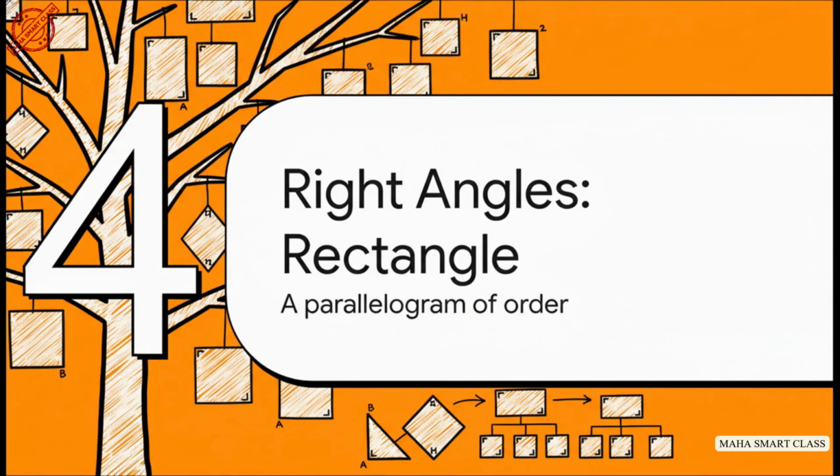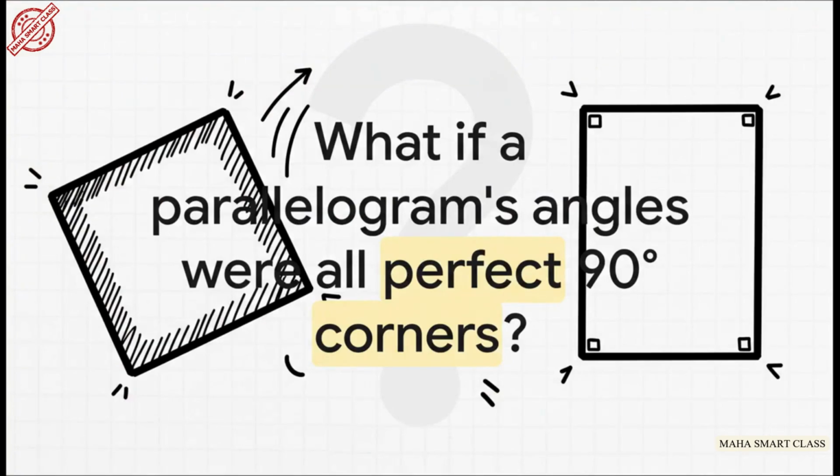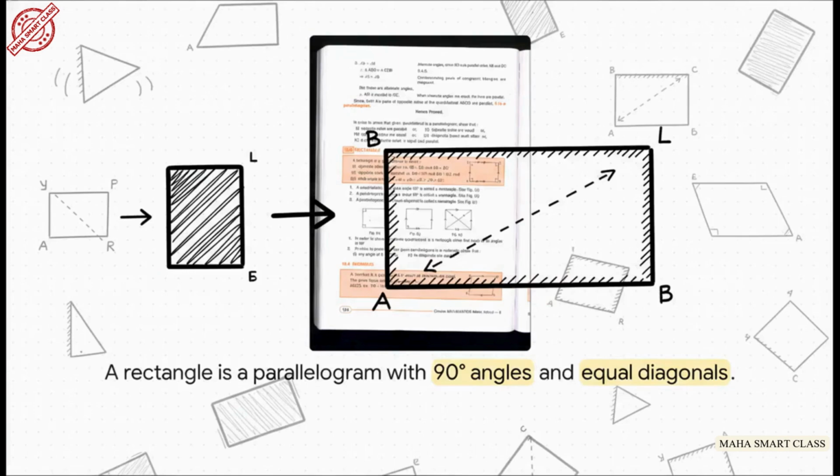Now, from the parallelogram, our family tree really starts to branch out. We can create all sorts of new shapes just by adding more specific rules. First up, let's start messing with the angles. So picture a parallelogram that's kind of leaning over, like a squashed box. What happens if we push it upright, forcing every single corner to become a perfect 90-degree angle? And just like that, we've created a rectangle.